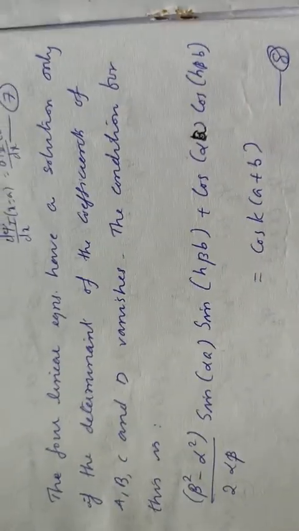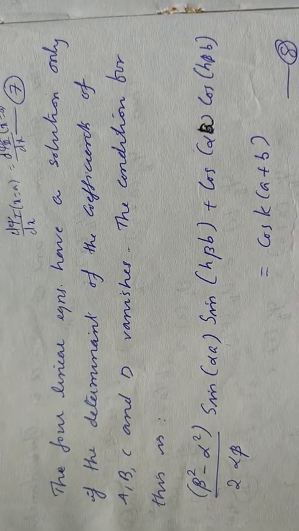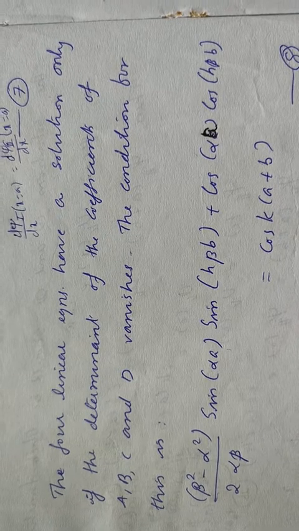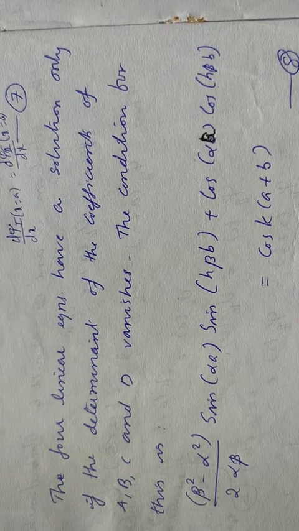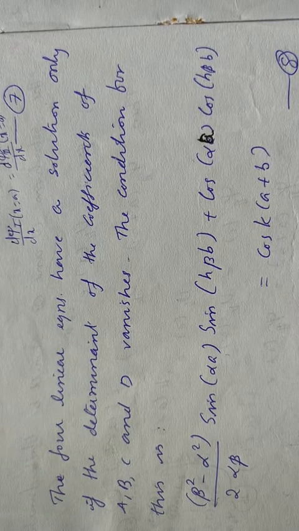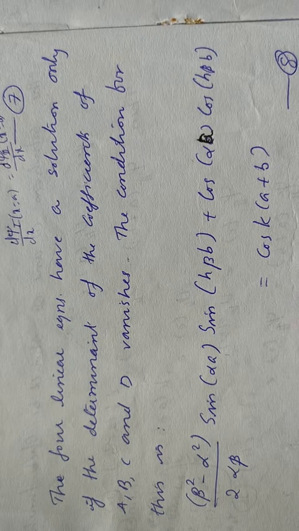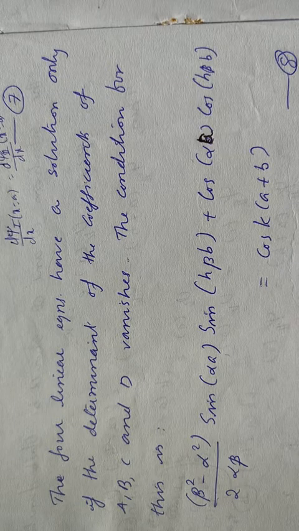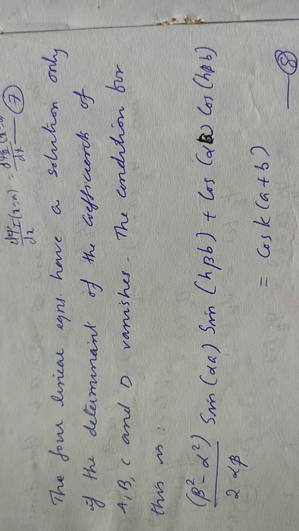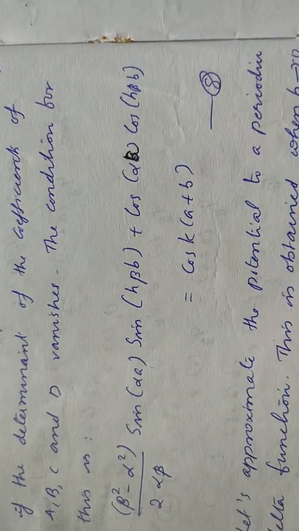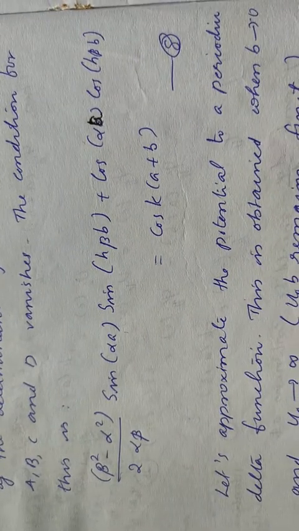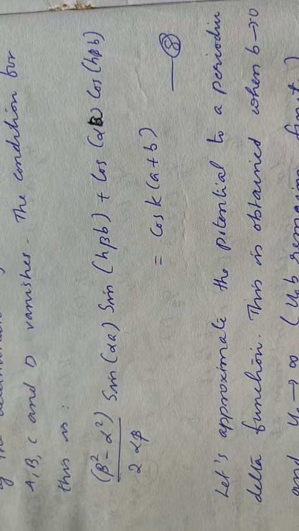Now we have got four linear equations, which will have a solution if the determinant of the coefficients of a, b, c and d vanishes. So if we write down the coefficients in the form of a determinant and evaluate it, we will get an equation like this. You can write the steps if you want; I haven't written them here.